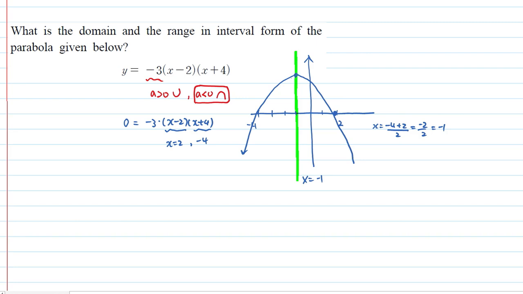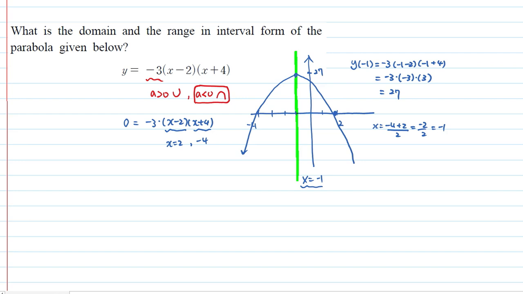Now here we need to find the vertex. The vertex is sitting on the axis of symmetry, so we will plug in -1 for x. That's -3 times (-1 - 2) times (-1 + 4), that's -3 times -3 times 3, that's 27. So this is a 27.